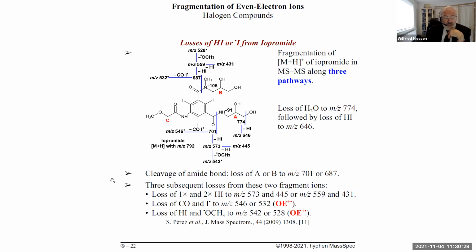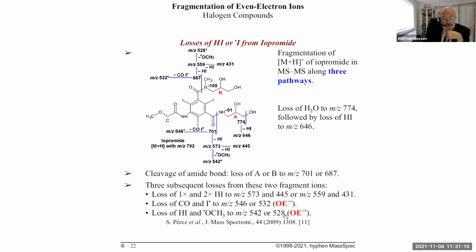So what we can see from the 701 and the 687 are losses of 1 or 2 HI molecules to the 4 mass defect values indicated. We can see losses of CO and I dot to the 2 odd electron ions shown here. Or we can see losses of HI and methoxy, and the methoxy is coming from the C ring, to 542 and 528.